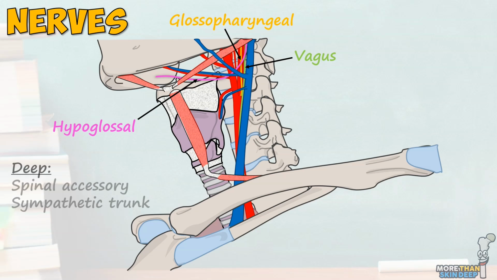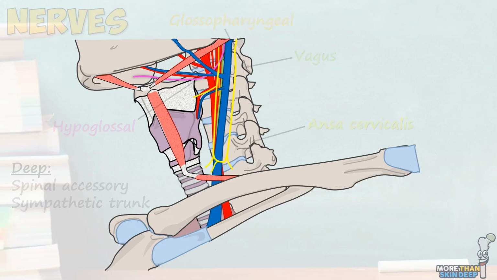Lastly, the spinal accessory nerve and the sympathetic trunk pass deeply within the triangle, and the ansa cervicalis passes superficially. There aren't really any significant collections of lymph nodes within the carotid triangle.